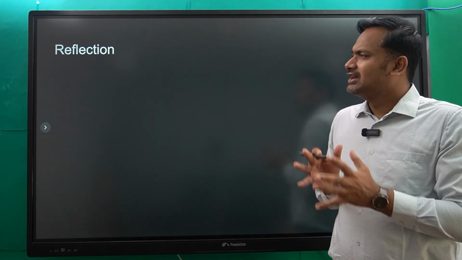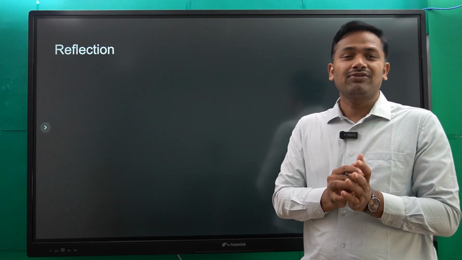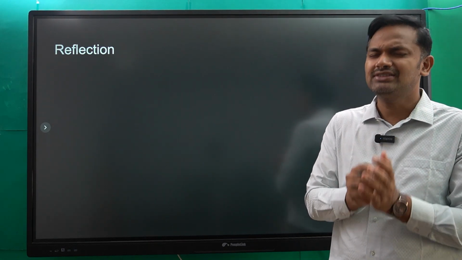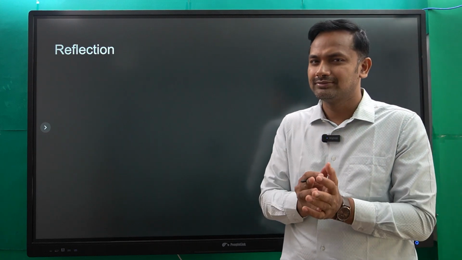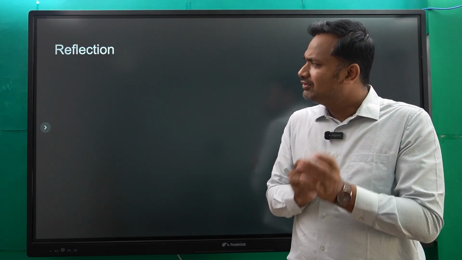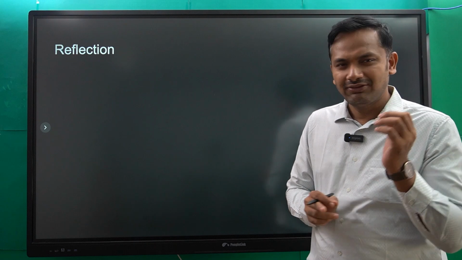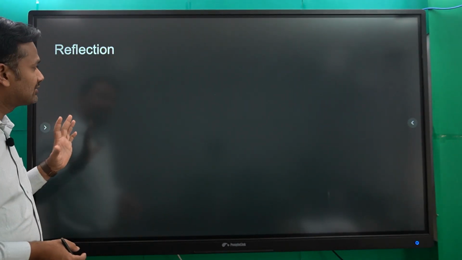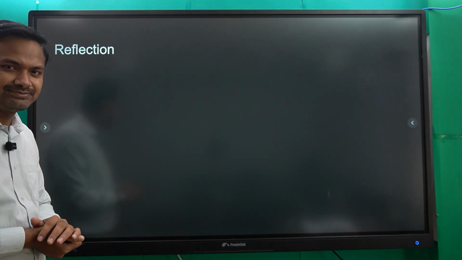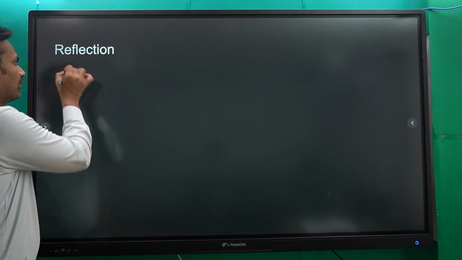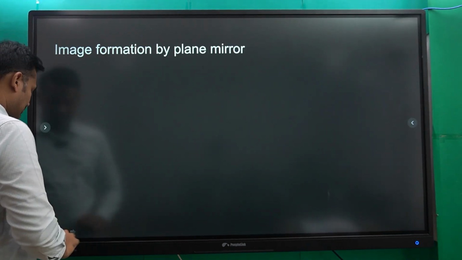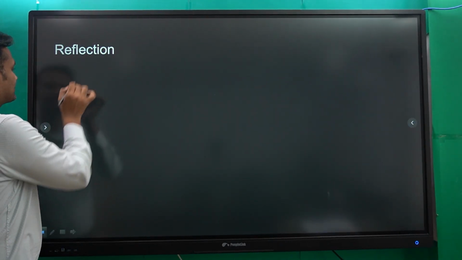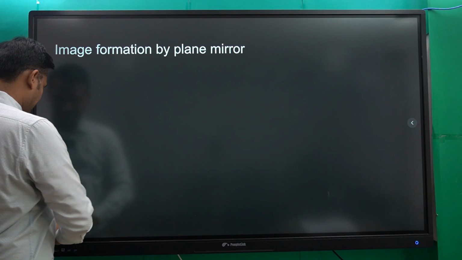In ray optics the number of concepts will be high, but they will be very much easier. They will be easy concepts. This is an easy chapter, and we can score marks from this chapter. Okay, now let us start. So first, reflection.